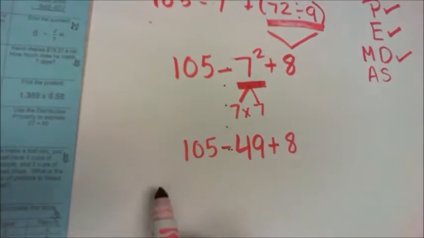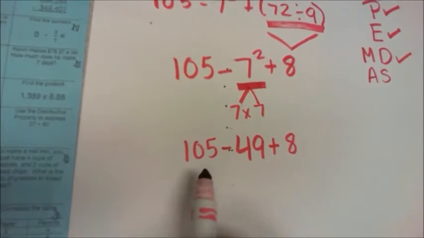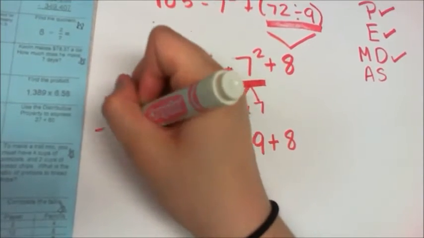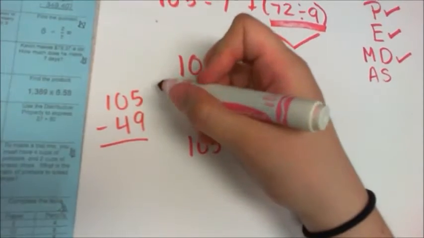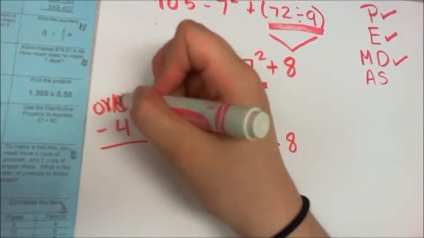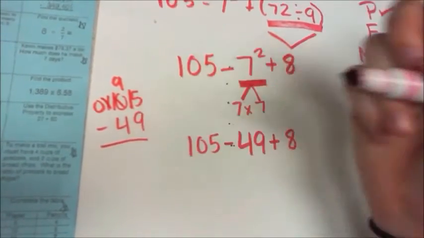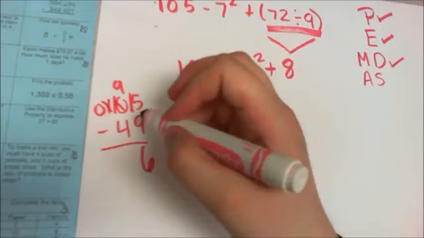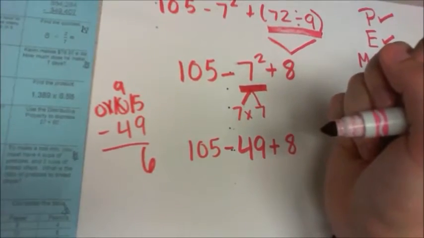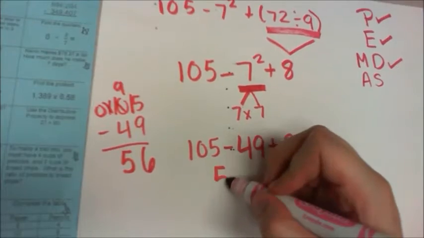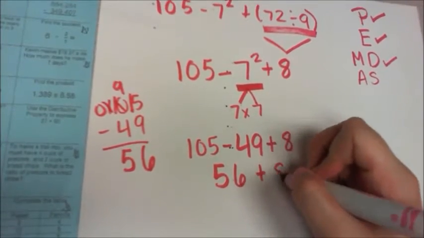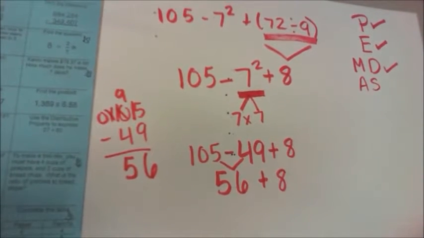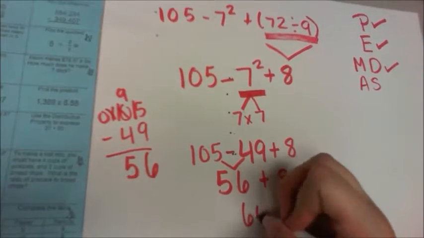and I'm now at add or subtract. Looking this way, the first one I run into is subtraction. I have 105 minus 49. If you need to stack them on the side, go ahead and do that. You can't take 9 away from 5. Borrow. 15 minus 9 is 6. 9 minus 4 is 5. Bring down your plus 8. So now we're at 56 plus 8, which is 64.